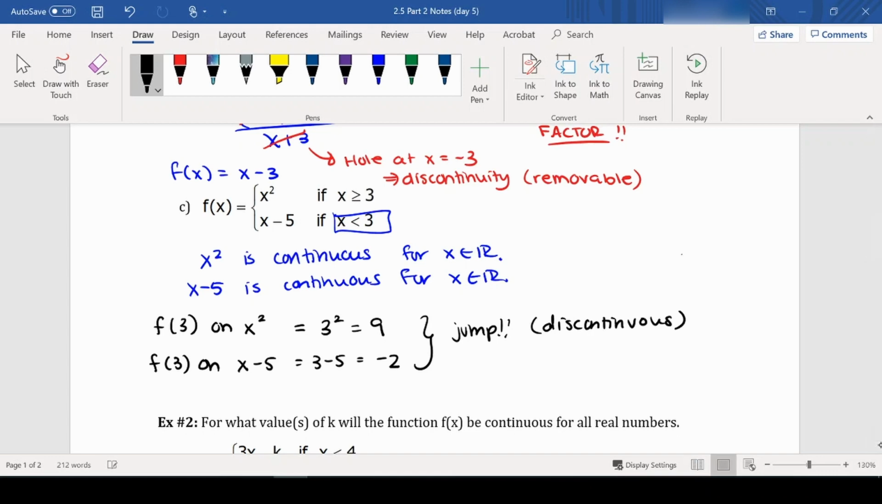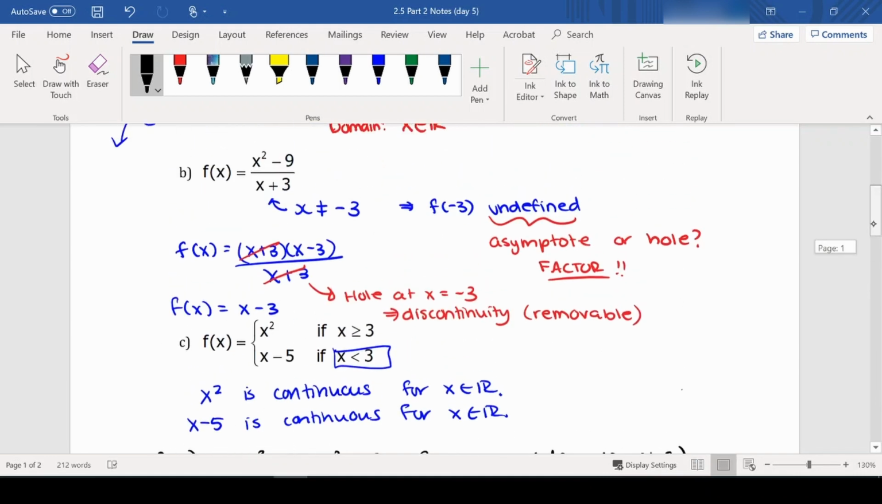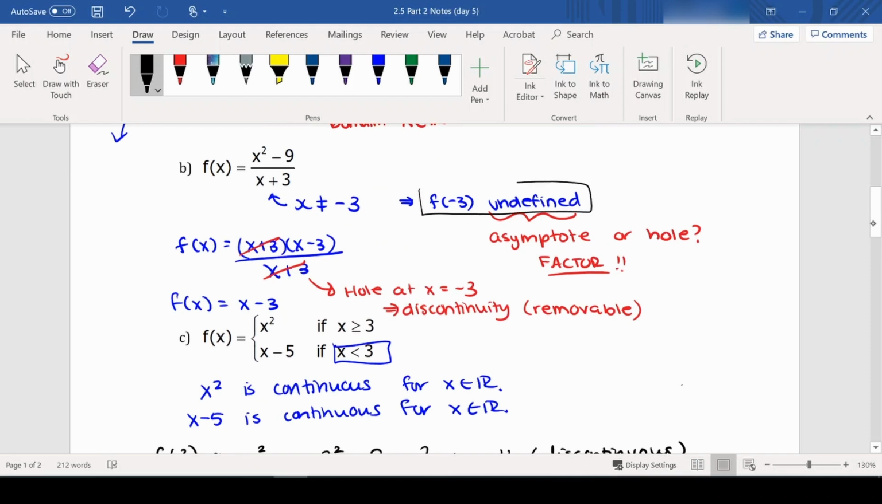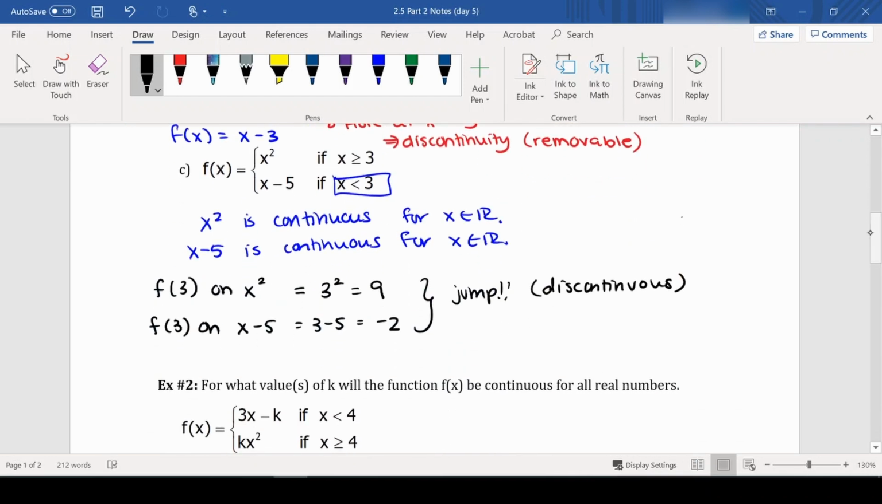And the reason it's discontinuous, if I think about the three criteria, okay, this previous one was discontinuous because f of negative 3 was undefined. This one is discontinuous because the limit as x approaches 3 from the right is of x squared, which is equal to 9, which does not equal the limit as x approaches 3 from the left, because this is on the x minus 5 piece, which is equal to negative 2. So if I think about my three criteria for continuity, this is the criteria that fails. It was the second one in the list from yesterday.